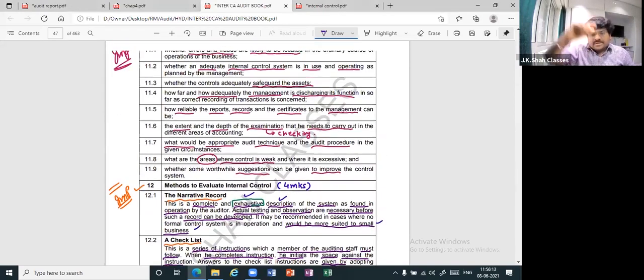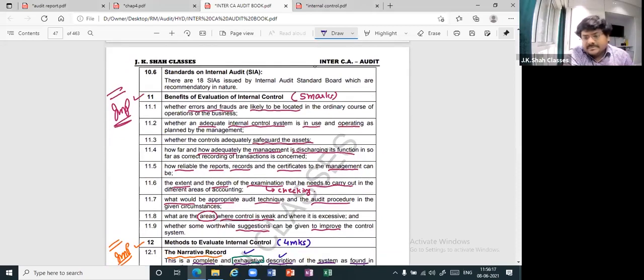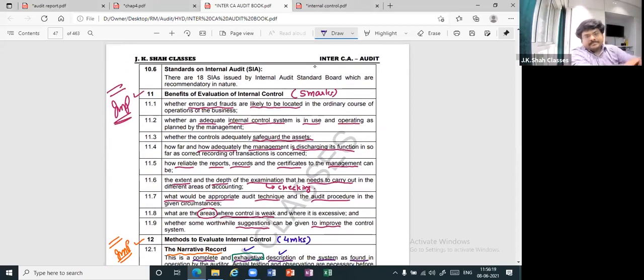See, benefits of evaluating internal control. It is just here, just above that. 5 marks again. See, what are the benefits? Whether frauds and errors are likely to be located, whether an adequate system is there or not, how adequately management has discharged its function, safeguarding of the assets, whether the books of accounts are reliable or not, how much examination or checking is required to do, what will be the procedure that I should perform, what are the areas where control is weak, and what are the suggestions to improve.